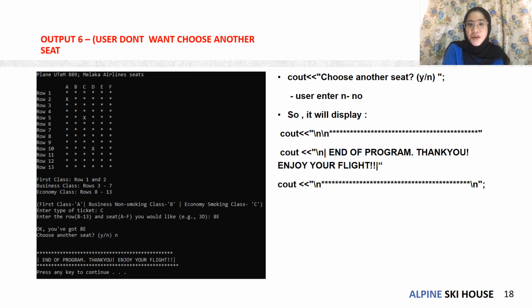And lastly, for the last output, the user doesn't want to choose another seat. So the user will enter N for no. So it will display end of program. Thank you, enjoy your flight. So cout end of program. Thank you, enjoy your flight.